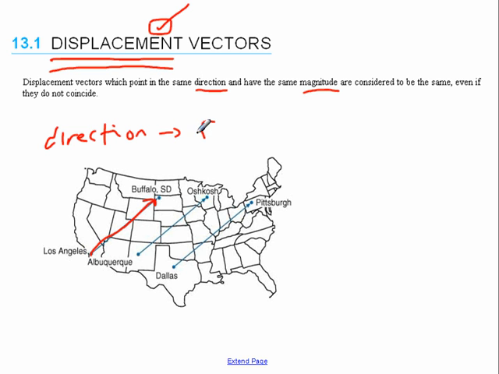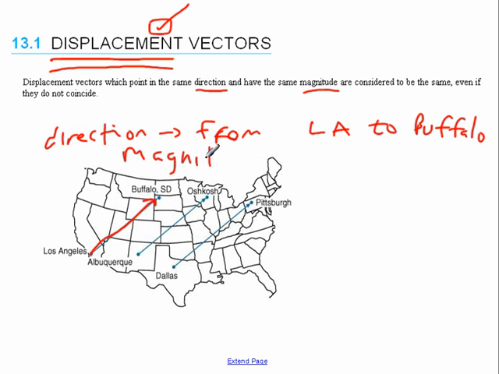And this is going from LA to Buffalo. And we can tell which direction it's going because the arrow is pointing from LA to Buffalo. So it's in the direction of Buffalo. And it also has magnitude.